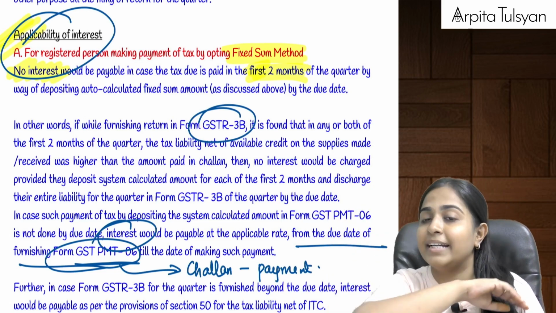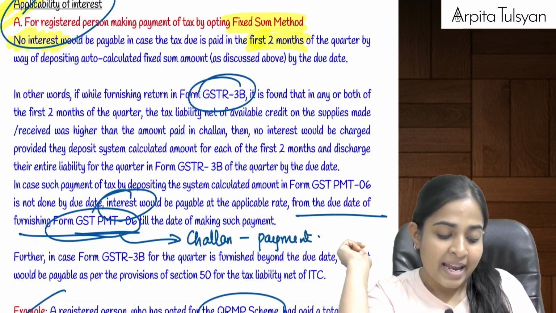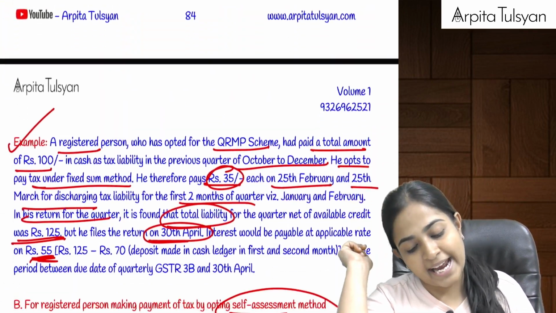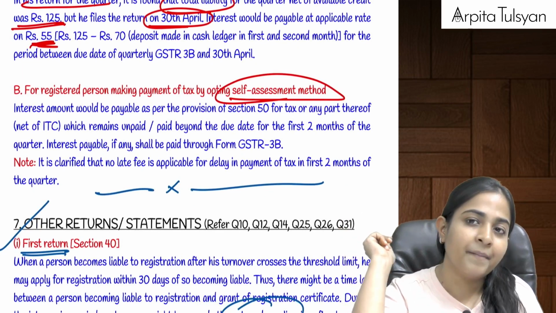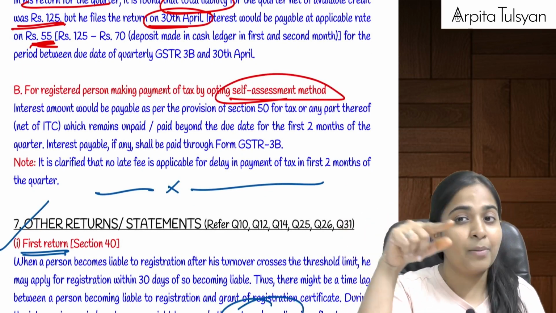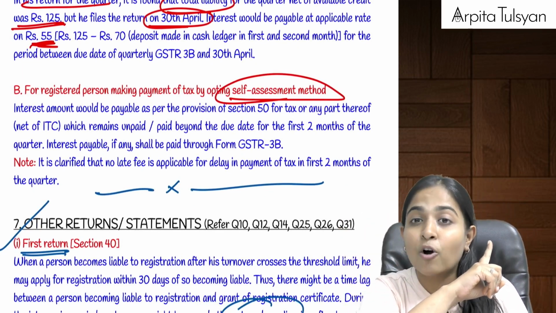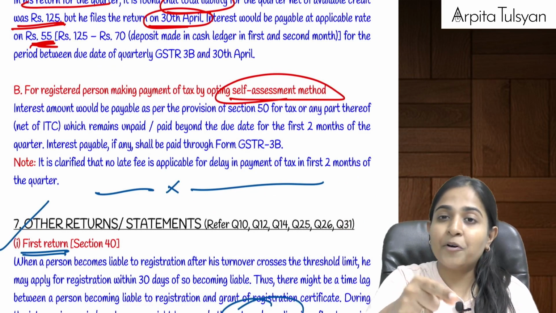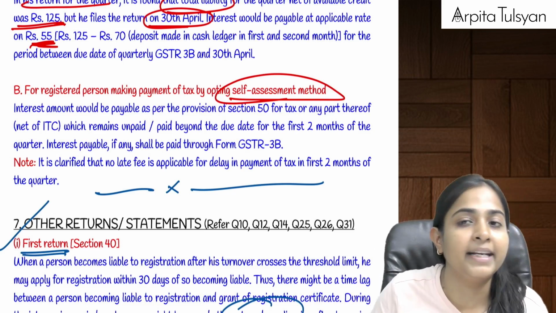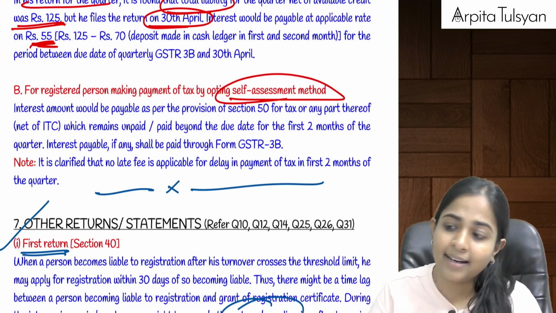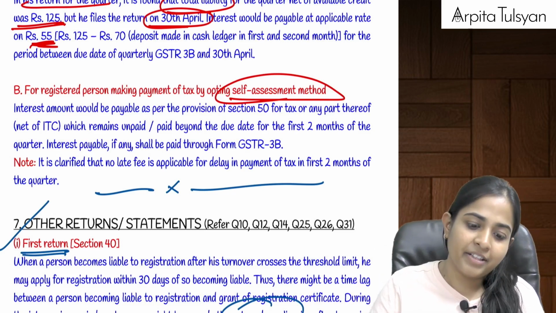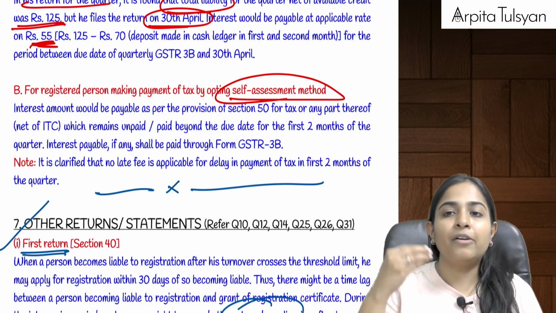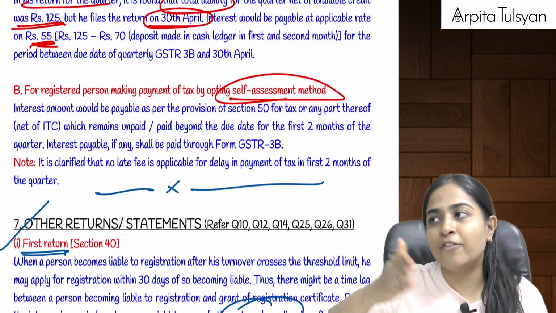Okay, but in case of self-assessment method, if there was any shortfall in the taxes paid, then in that case interest will be applicable from the date of payment of taxes from the first month itself, because here you had self-assessed the liability. Government did not tell you about this particular liability. Very clear with this.